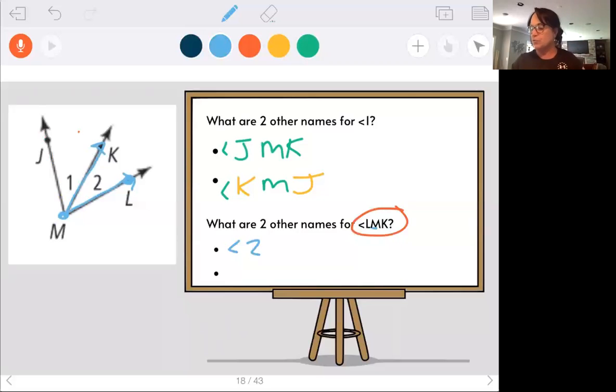Now, true or false, I can call it angle M. Great question for Ed Puzzle, right? True or false, it can be called angle M. False, because there's another one adjacent to it over here, and we don't know. Now, if this guy hadn't been here, then angle M, I know exactly what you're talking about.